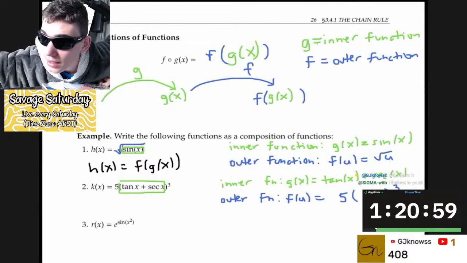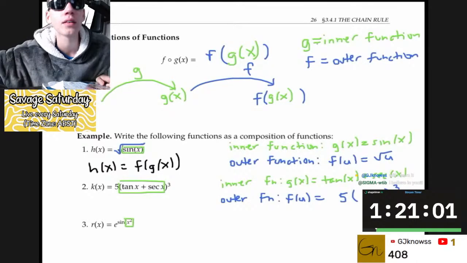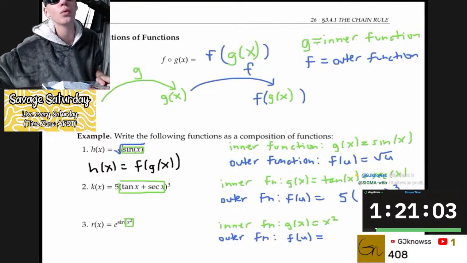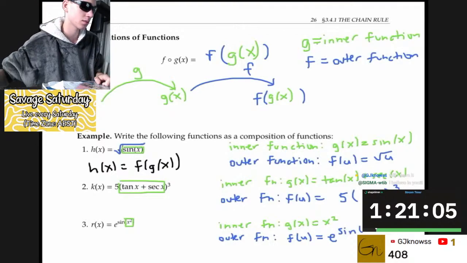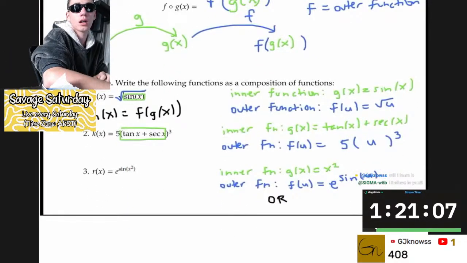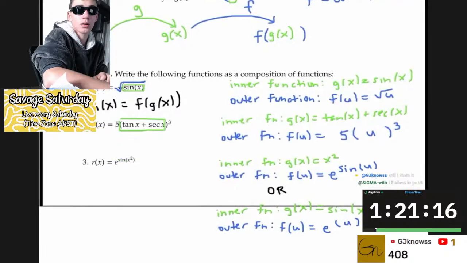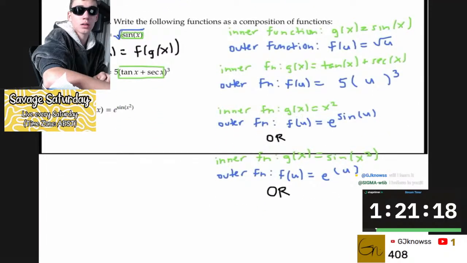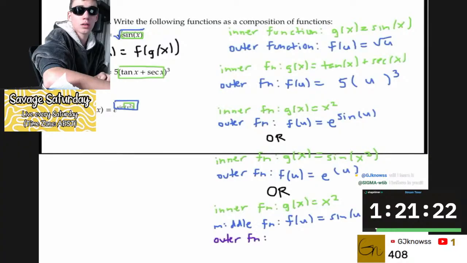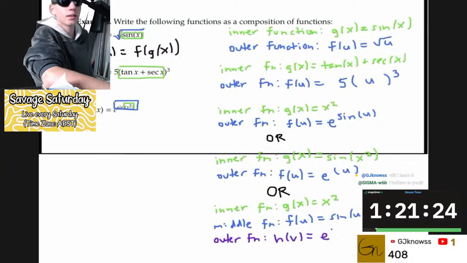There are several ways to write the next example as a composition of functions. For example, we could take x squared as our inner function, and then our outer function takes e to the sine of that inner function. Alternatively, we could take the inner function to be sine of x squared, and then the outer function has to be e to the power. It's also possible to write our function r of x as a composition of 3 functions. An inner function of x squared, a middle function of sine, and an outer function of e to the power, which I'll write as h of b equals e to the b.